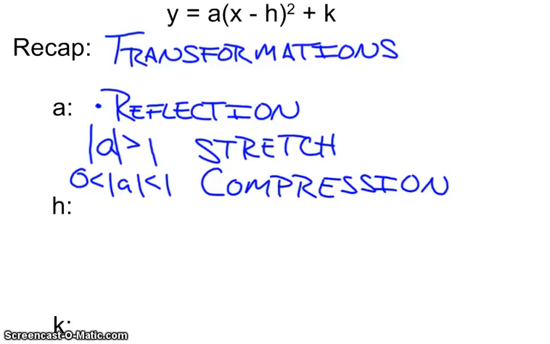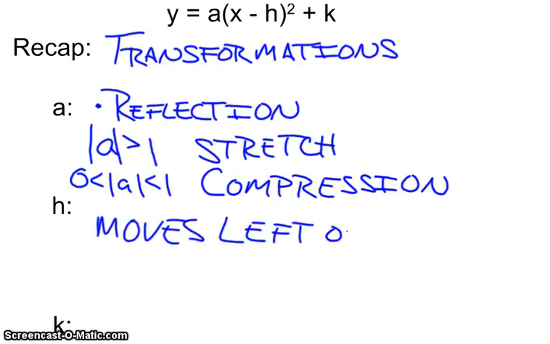The next piece there is our h, and h in terms of transformations is talking about a horizontal translation, so it moves left or right. It's going to move that parent function y equals x squared left or right.